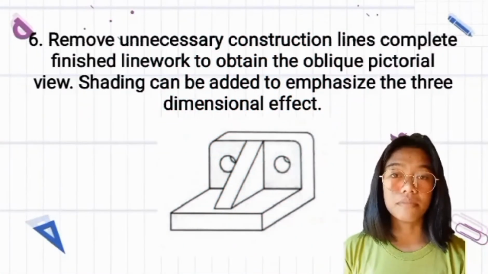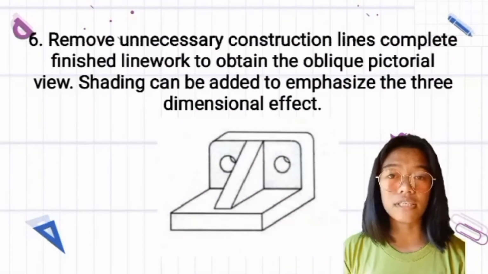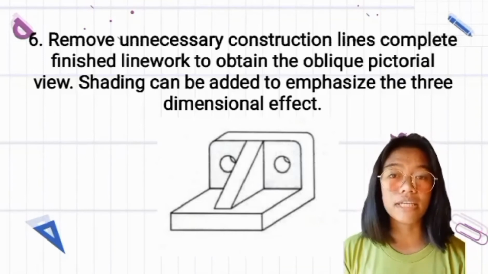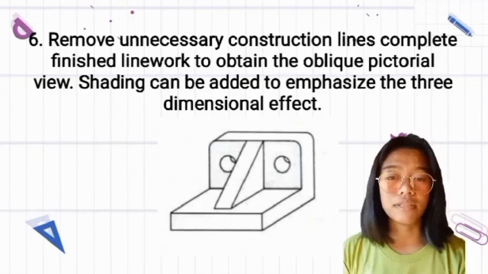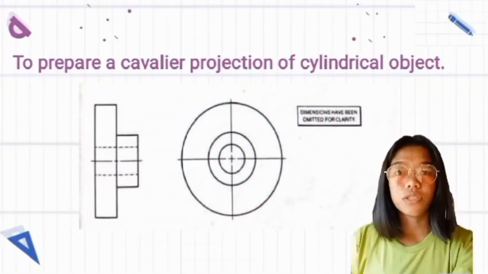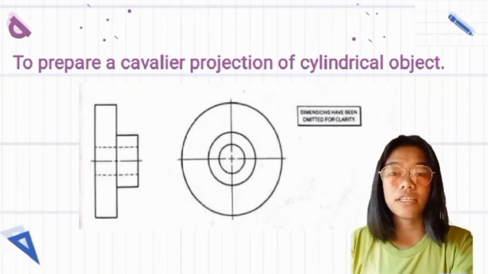And the last step, remove unnecessary construction lines, complete finish line work to obtain the oblique pictorial views. Shading can be added to emphasize the three-dimensional effect. And last, dahil nagawa na nga ang mga holes sa rear upright section, katulad sa step number 4, tatanggalin na yung mga unnecessary construction line para makita na yung pinakang oblique projection or oblique drawing. So, nasabi ko na ang steps sa non-cylindrical object.